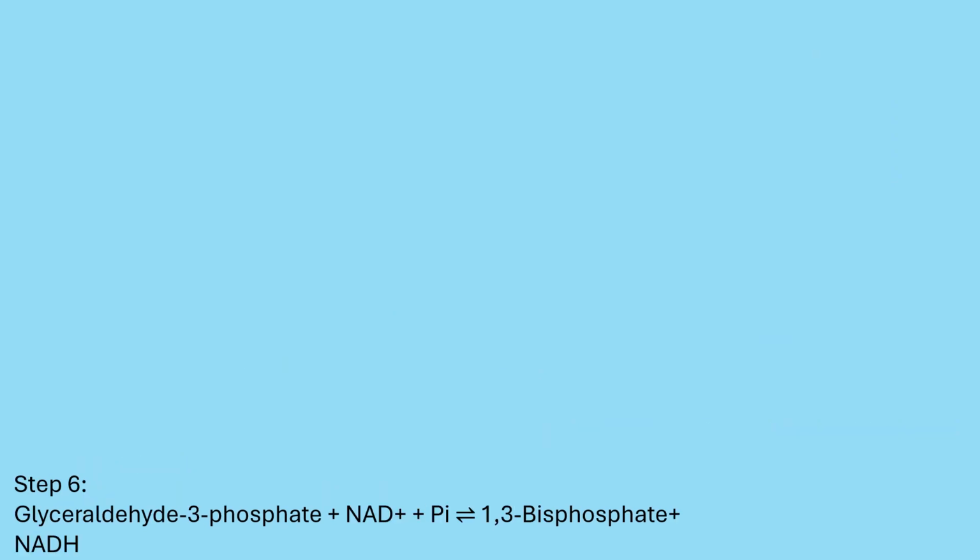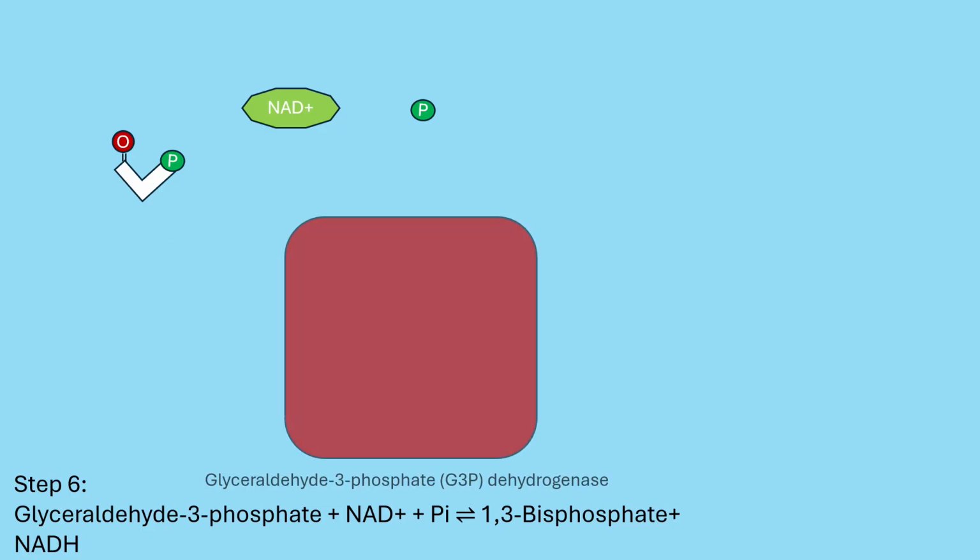In step 6, glycolysis officially enters the payoff phase. Remember that steps 4 and 5 gave us 2 molecules of G3P, so everything from here happens twice. In this step, glyceraldehyde 3-phosphate reacts with NAD+ and an inorganic phosphate group. NAD+ is the cell's electron carrier and is in an uncharged state. The enzyme glyceraldehyde 3-phosphate dehydrogenase catalyzes this reaction.